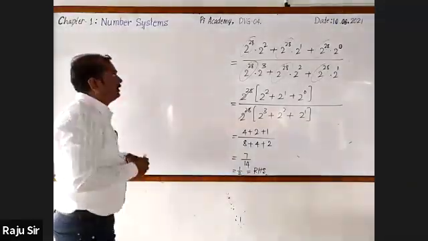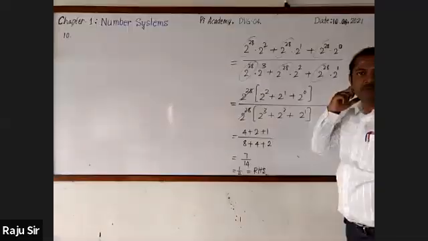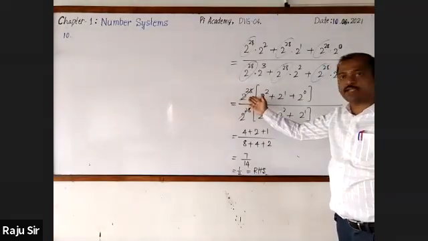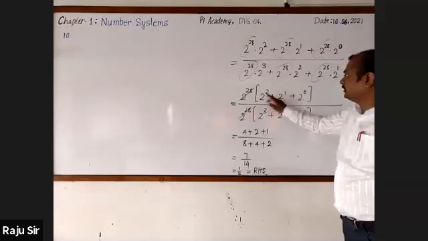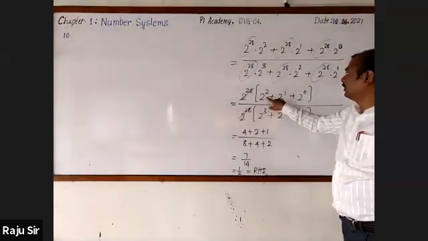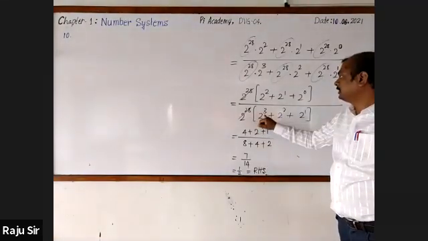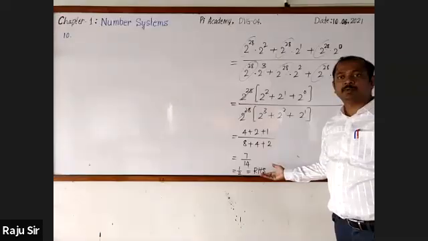Please do remember, for 1 mark also we should write full steps. If they ask for 1 mark, you directly take 2 raised to the power 28 as the common factor and write the remaining. Write each step: 2 square is 4, 2 raised to the power 1 is 2, so 4 plus 2 plus 1 is 7. Next, 2 cube, 2 square, 2 raised to the power 1: 8 plus 4 plus 2 is 14. You cancel and get 1 by 2.